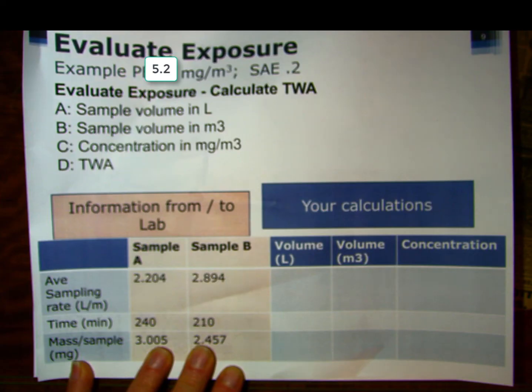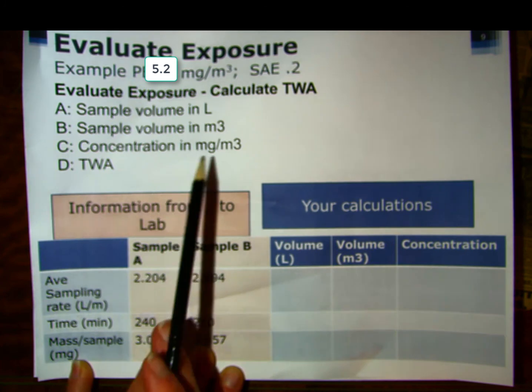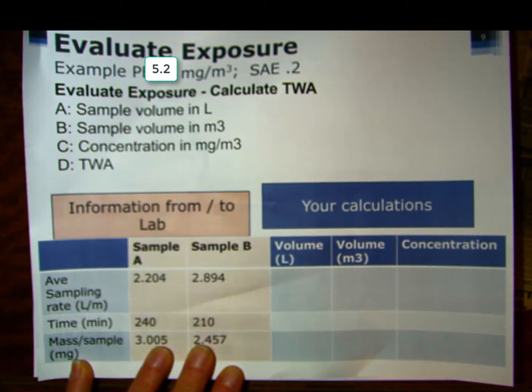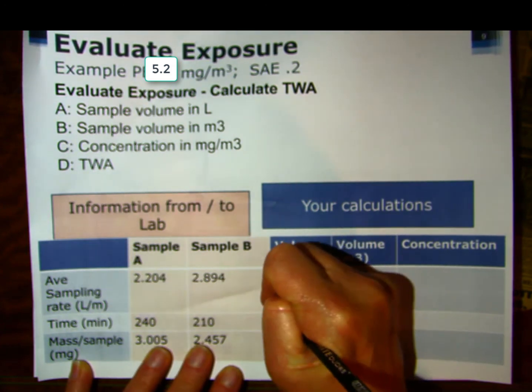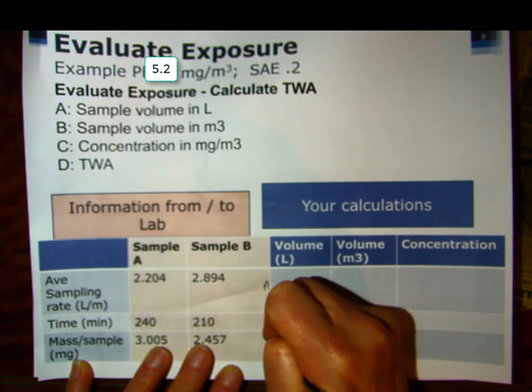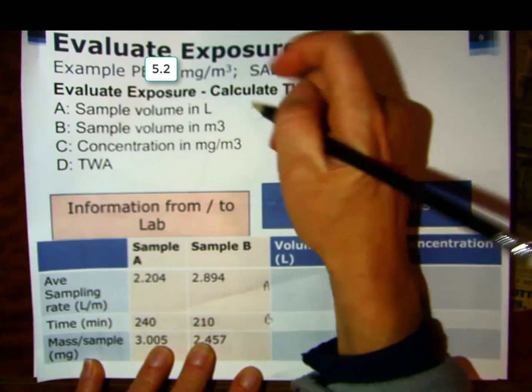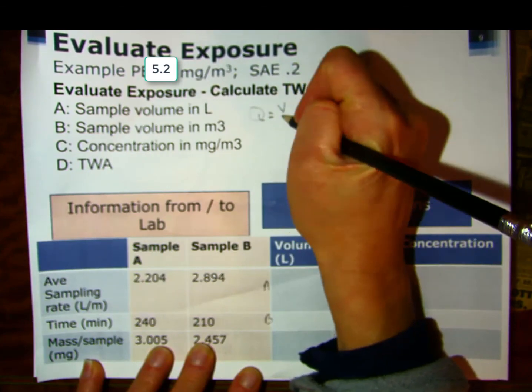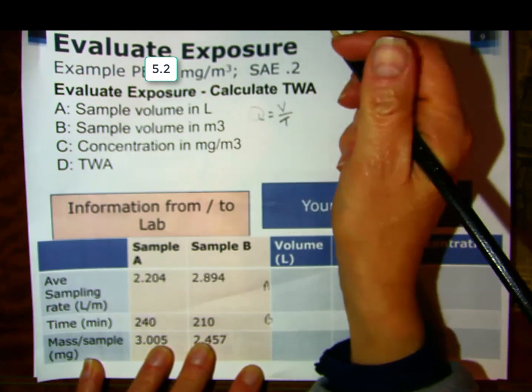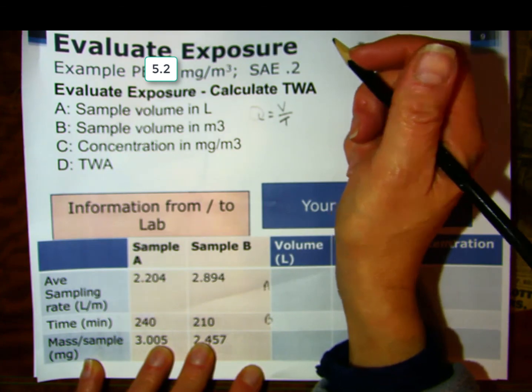Okay, well let's evaluate an exposure by calculating an actual time-weighted average. First, we'll take our sample volume and calculate it in liters, convert it to meters cubed, and then we can get our concentration, and finally calculate our time-weighted average. So I'll just let this row be for column A, this row be for column B. So we have our Q equals volume over time. And that is our first formula.